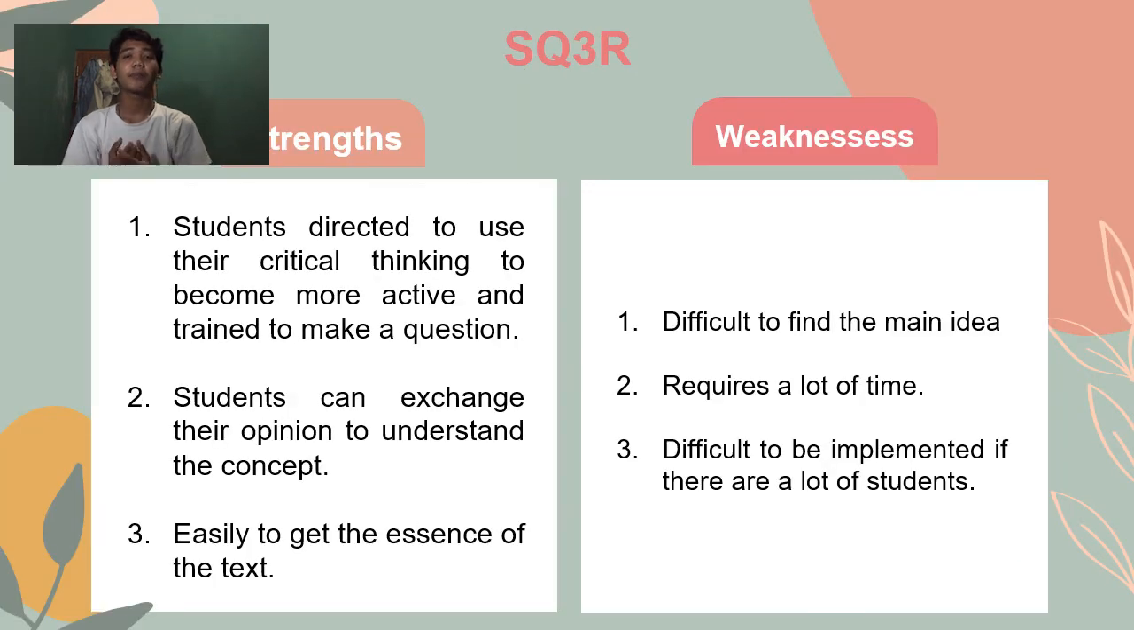Same as the previous method, SQ3R also has several strengths and weaknesses. The first strength is that the students become more active and trained to be able to make questions. And the second one, in SQ3R, the students can also work in groups to exchange opinions in understanding the concept of the material. And the third strength is that the material given by the teachers directly leads to the essence of the text.